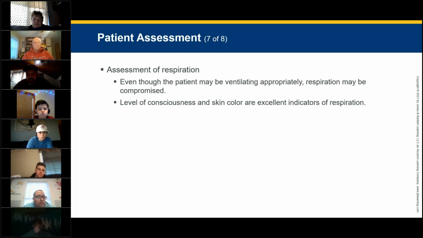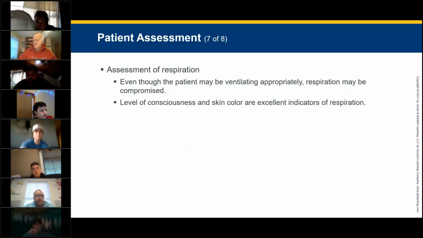So, emergency medical care for breathing difficulty: airway management, supplemental oxygen, ventilatory support, and a solid assessment of the respiration. Even though the patient might be ventilating appropriately, the actual exchange of oxygen and carbon dioxide at the tissue level may be compromised by a whole bunch of different factors: high altitude, poisonous gases like carbon monoxide, or enclosed spaces.